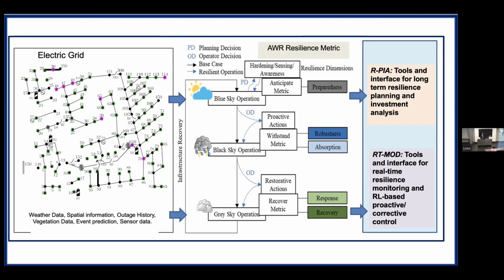Another way you can say it: for anticipate, the event is not here yet, so it's more like a blue sky operation. For withstand, it's a black sky operation because the event is here and going on. And for recover, the event has gone through, and now we are looking at gray sky. So these tools, RPA and RTMAR, are basically designed for different phases. The RPA is for anticipate, and RTMAR is for operation.